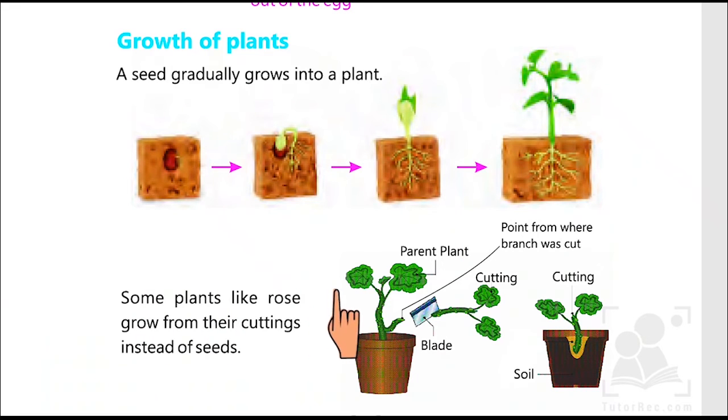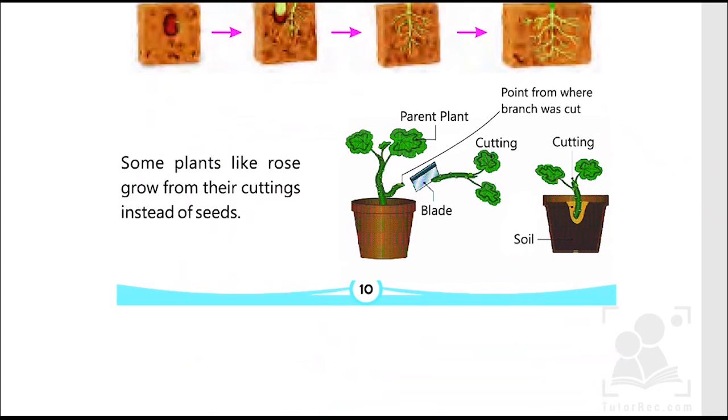Some plants like rose grow from their cuttings instead of seeds. So it depends on what plant you are sowing. Sometimes the process is reversed.